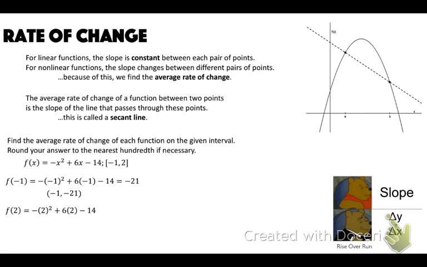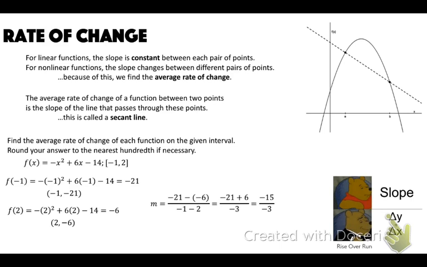If I plug in 2, I get negative 6. So then 2, negative 6. Then again, it's the change in y over the change in x. So negative 21 minus negative 6 over negative 1 minus 2, which is negative 21 plus 6 over negative 3. So negative 15 over negative 3, which is 5. Cool.